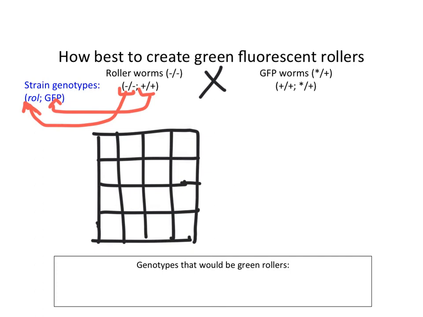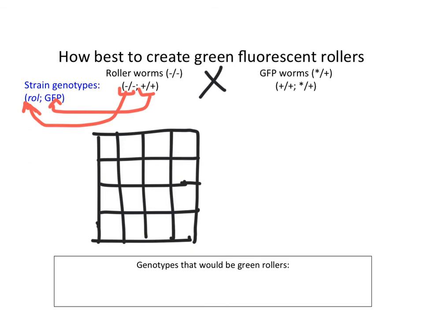You're in Vegas, and you sit down at a slot machine and it gives you these choices. So you've got this worm on the left. It's minus over minus at the roller gene. It's plus over plus at the GFP gene. Those genes independently assort.